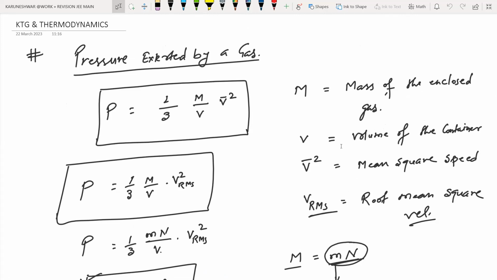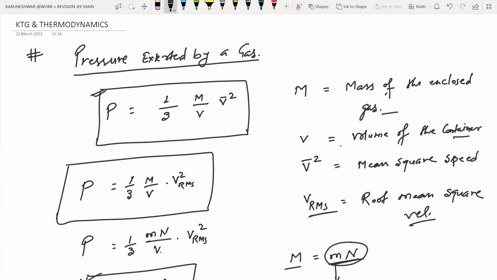The first formula for pressure calculation is 1/3 m/v times the mean square speed. Here m is the mass of the enclosed gas, and v is the volume of the container. On the basis of that, you can calculate the pressure of the gas.